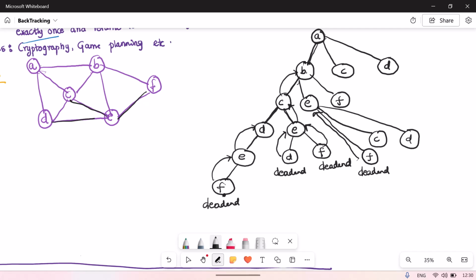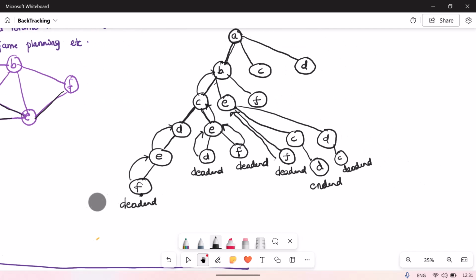Choose the other alternative C. From C, you try to find out. From C, you can go to D. That's the only possibility. Again, it's a dead end. Okay. And F, D to C. This is also a dead end.